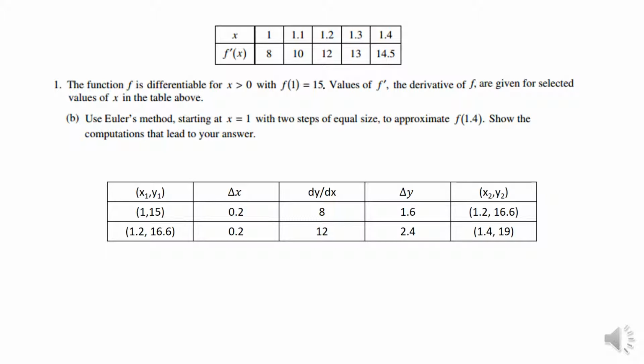And then you just use that again as your initial condition. You have the same change in x as your step size. And then you're looking at this new x value, which is 1.2 in your table, to find the new dy dx. And in this case, that is 12. So you do the same multiplication and you get a change in y of 2.4. And then you just add that back to your new initial condition to get your approximation of 19.